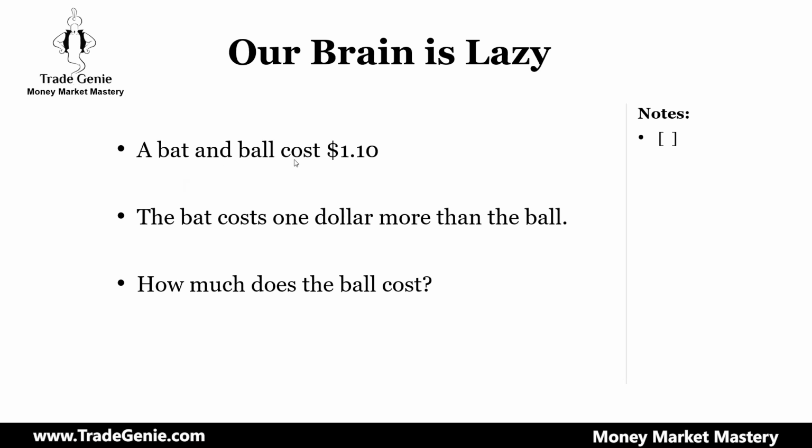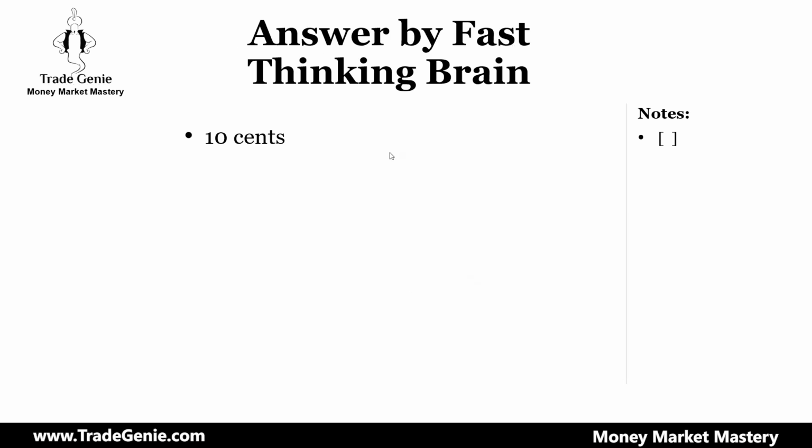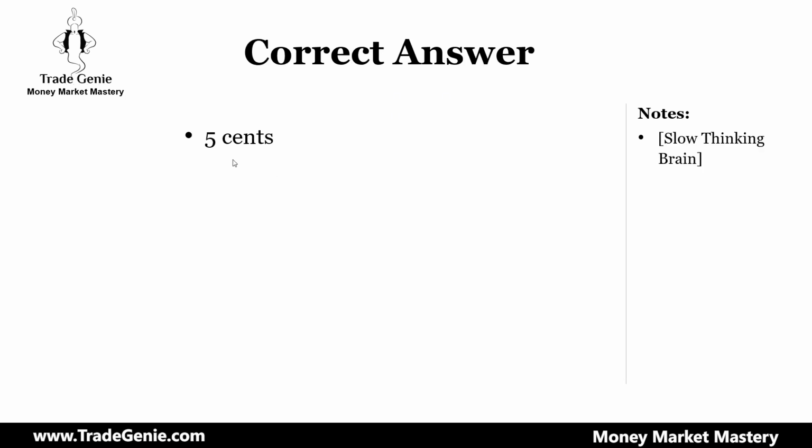So this question: a bat and ball cost $1.10. The bat costs $1 more than the ball. How much does the ball cost? People answer 10 cents. It looks like it's 10 cents, because we think fast. The correct answer is 5 cents, not 10 cents.